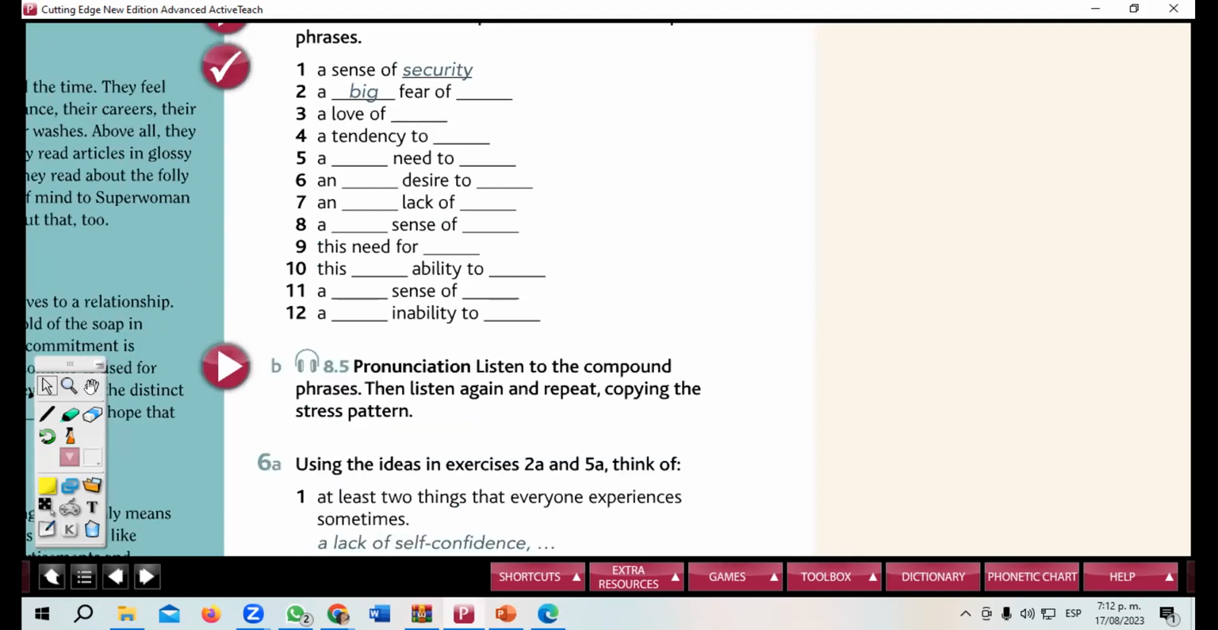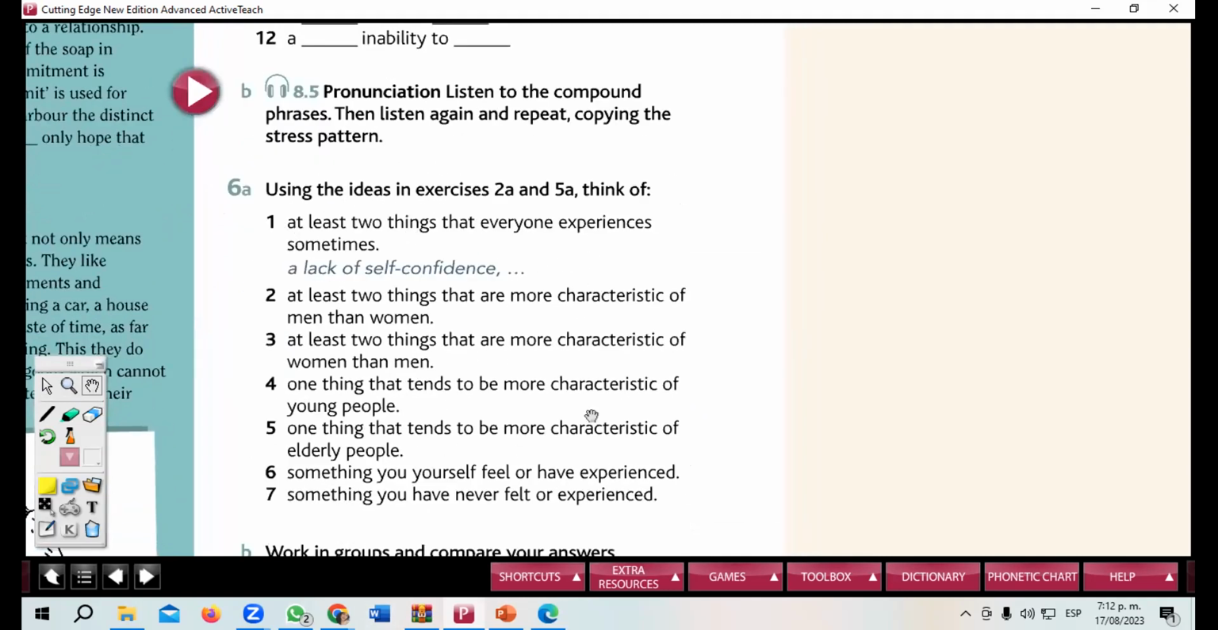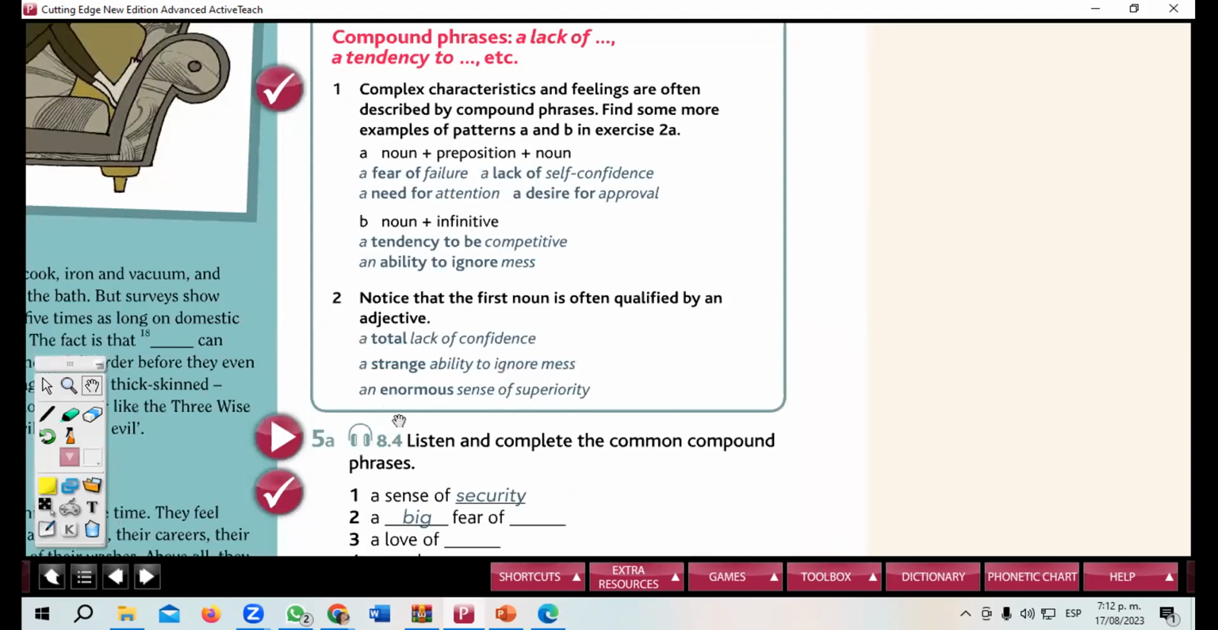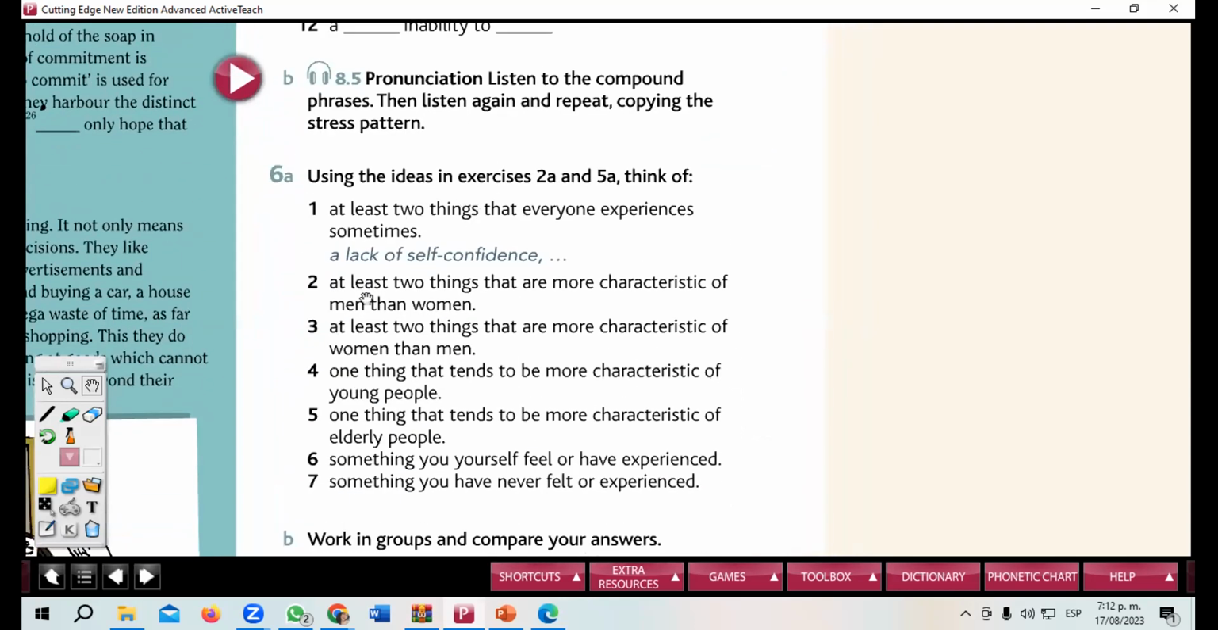Very good. So let's complete the next exercise. Here, number 6, we're going to do it using these ideas in point 2a and 5a. So all the sentences that we just studied, you're going to think of examples for each of these situations, at least 2 things that everyone's experienced sometimes. So imagine, what is something that every human being might experience sometimes? A lack of self-confidence. You have to add one more thing, right? It's at least 2. So you have one, you can add another one.